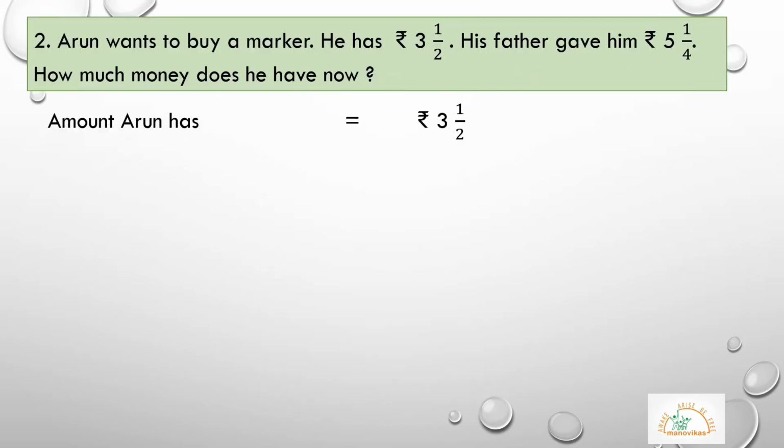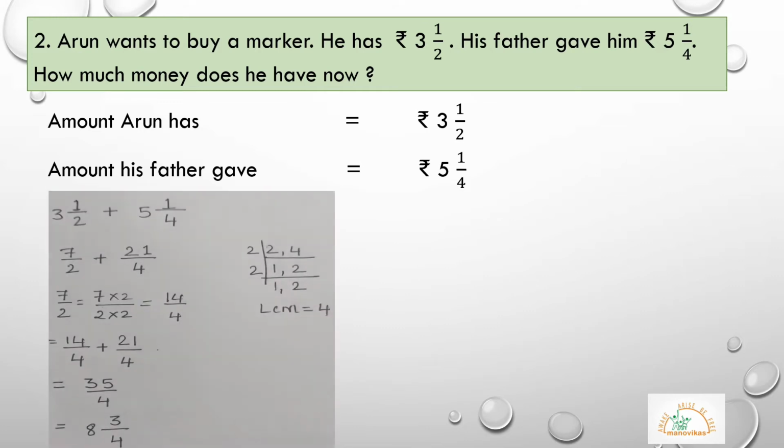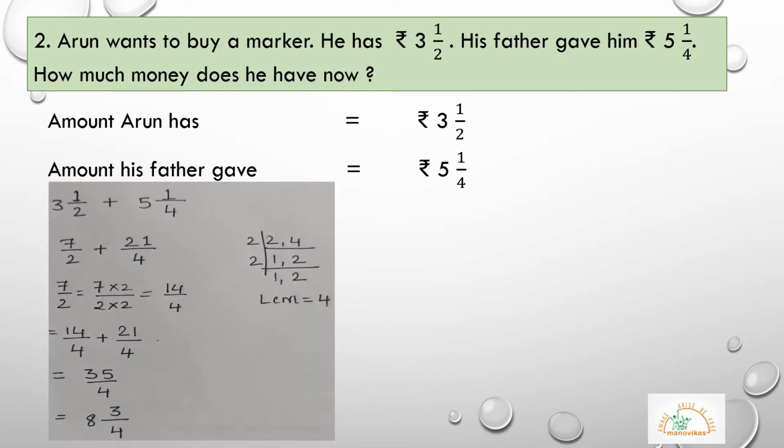Here is the solution. Amount Arun has is equal to rupees 3.5. Amount his father gave is equal to rupees 5/4. So here is how we are doing. First you have to convert it into an improper fraction. So we get 7/2 plus 21/4. LCM is 4. Convert 7/2, you get 14/4. Now you do the addition since both are like fractions.